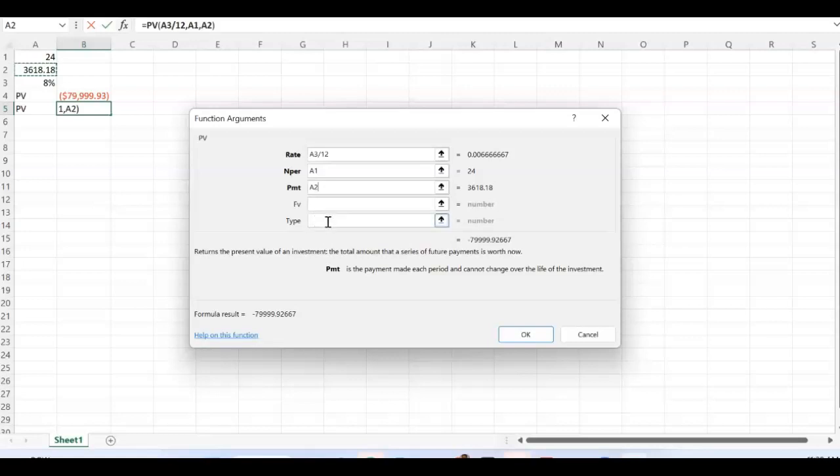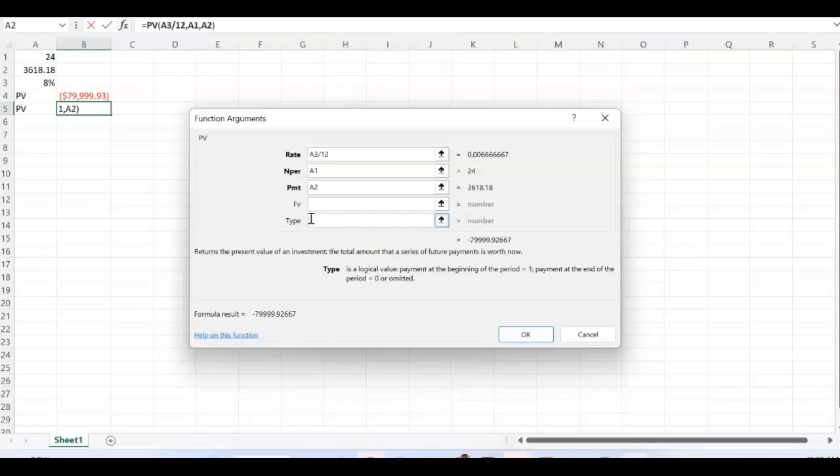What that means is, let me click here so you can read it. When you click on the type, you make it either blank or 0 in order to show that the payment is ordinary annuity. Ordinary annuity means the payment is due at the end of each period, end of the month, end of the year. Make sense? End of each month. That's ordinary annuity. So you leave it either blank or zero.